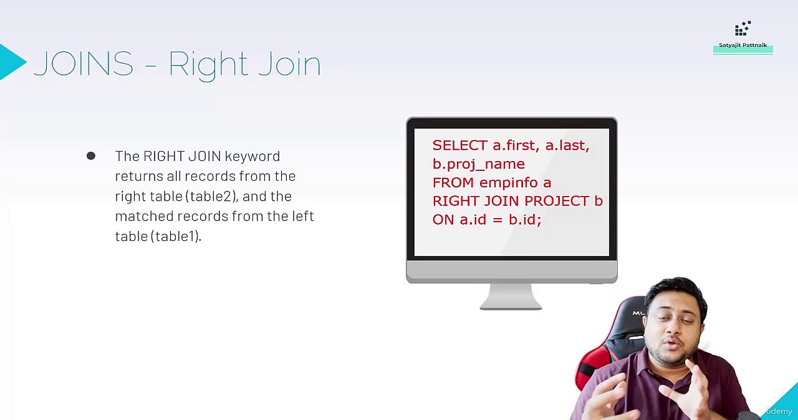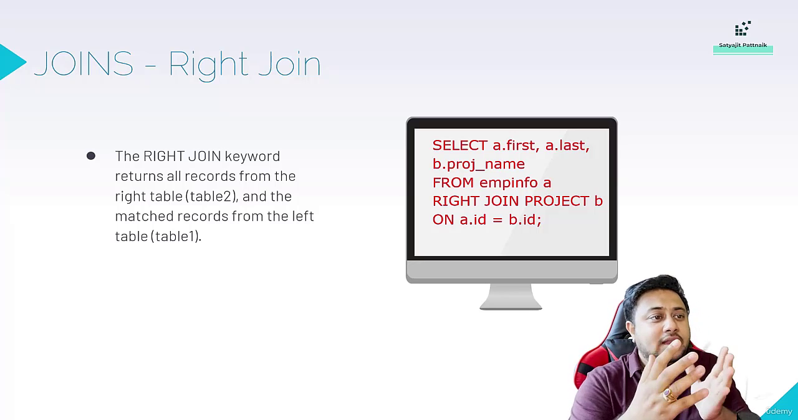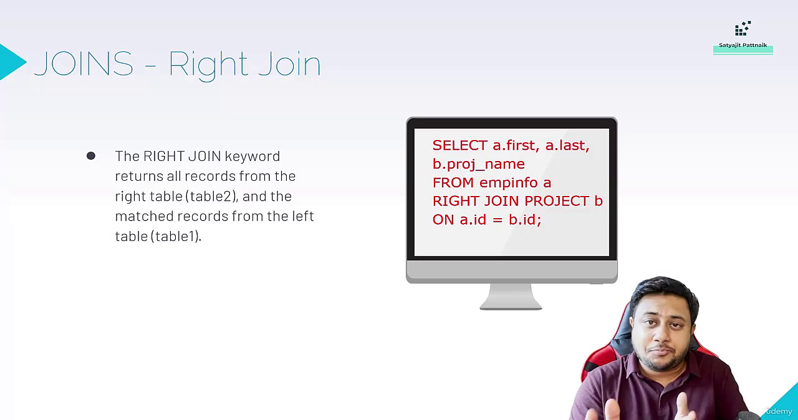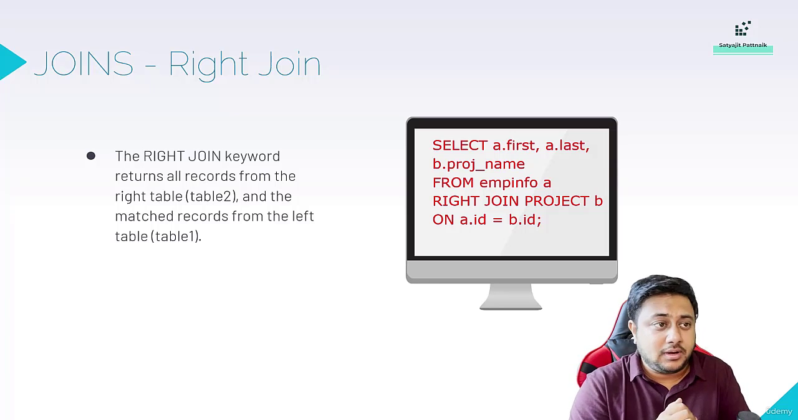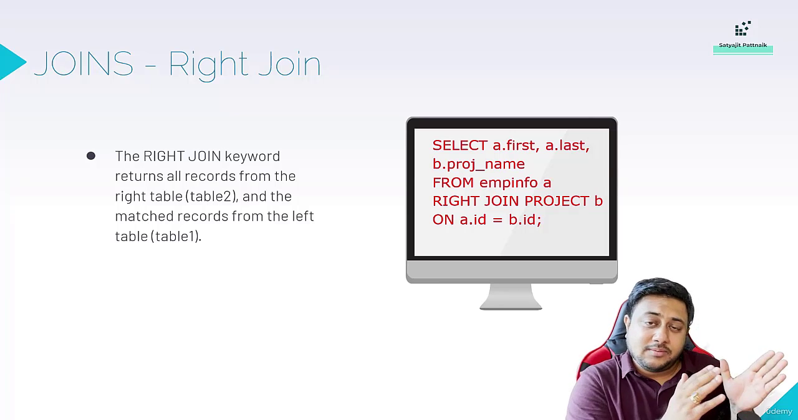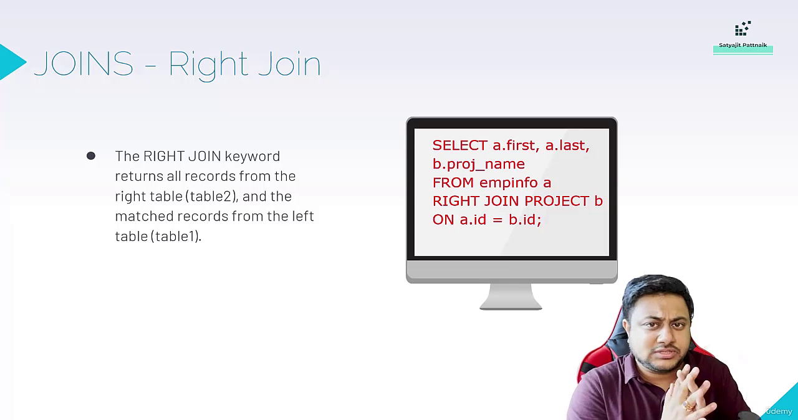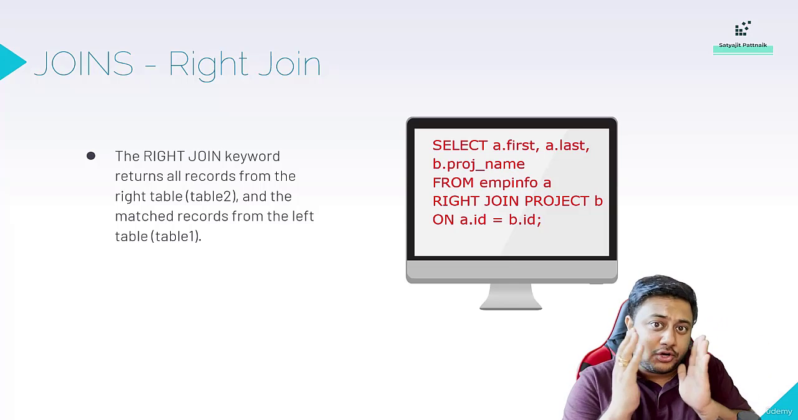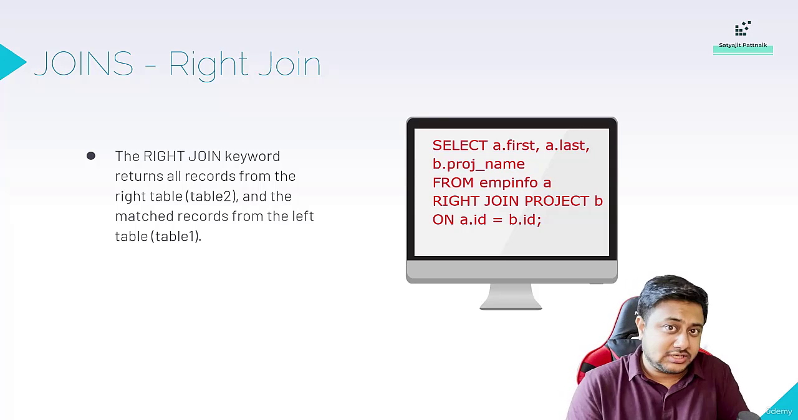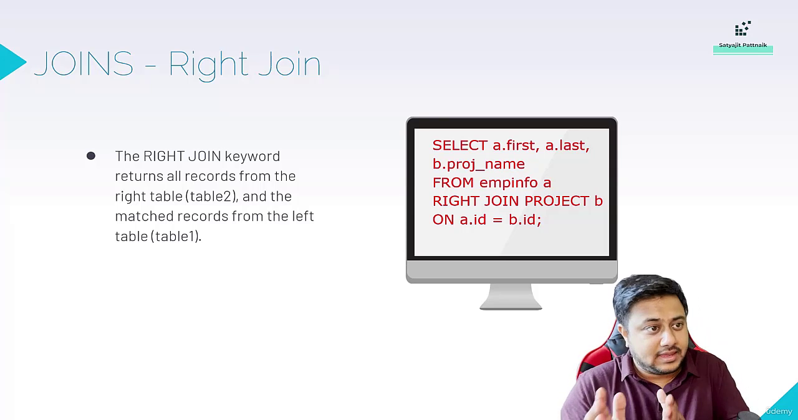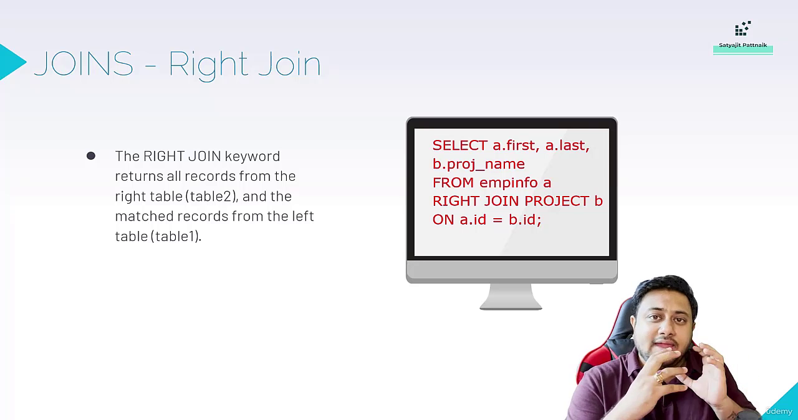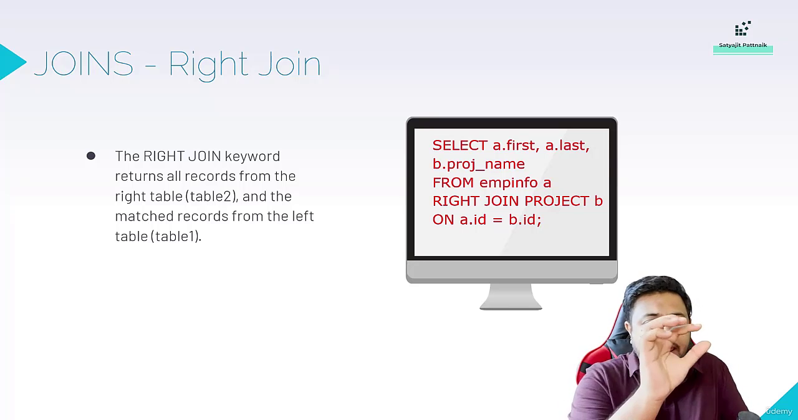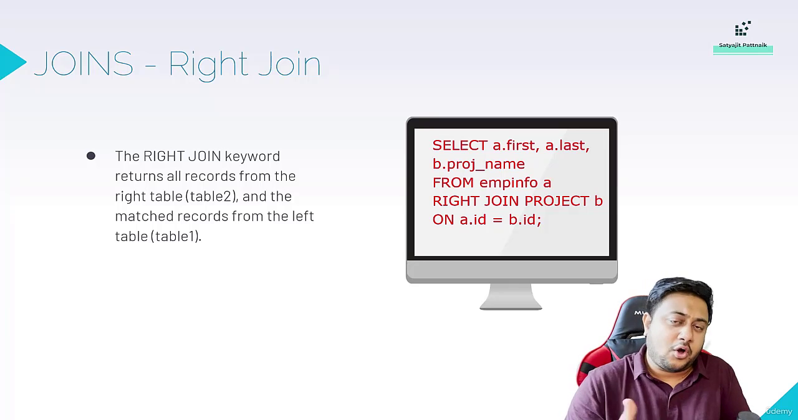For an example, you have two tables, an employee table and a project table. You need the first name and last name from the employee table and the project name from the project table. How are they connected with each other? They both have IDs, probably employee ID or project ID. So: SELECT A.first, A.last, B.project_name FROM table A RIGHT JOIN table B ON A.id = B.id. A and B are your aliases. You have to write exactly the same piece of code for all types of joins.